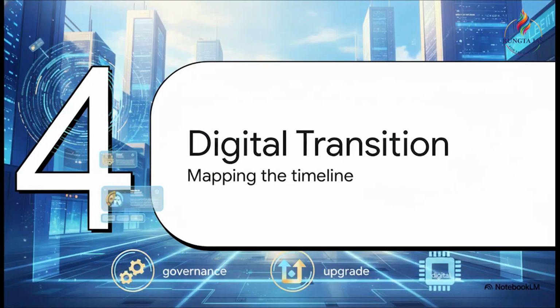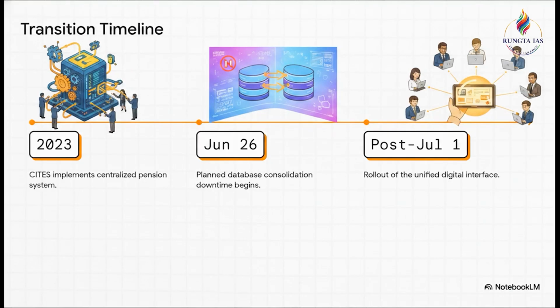Let's move to Section 4, the digital transition process. The groundwork for all of this actually began in 2023 with a centralized pension system. So the recent news trigger, that service unavailability in late June, was actually a planned, totally necessary downtime to consolidate databases. This meant that post-July 1st, members could finally access a unified digital interface.